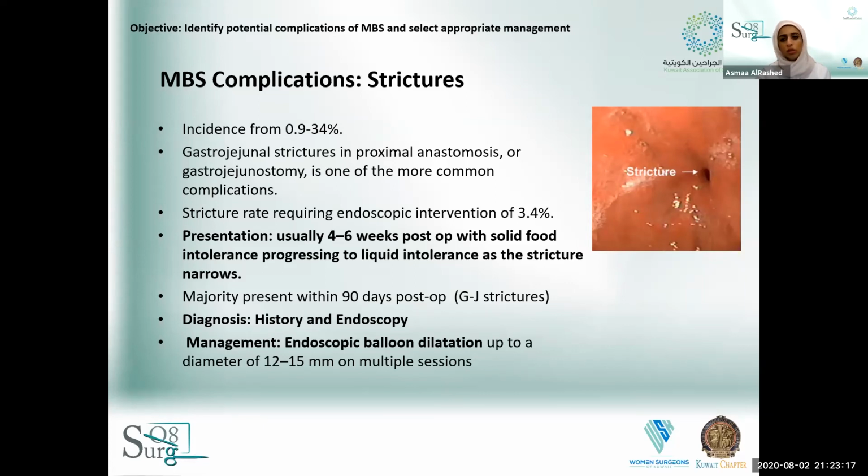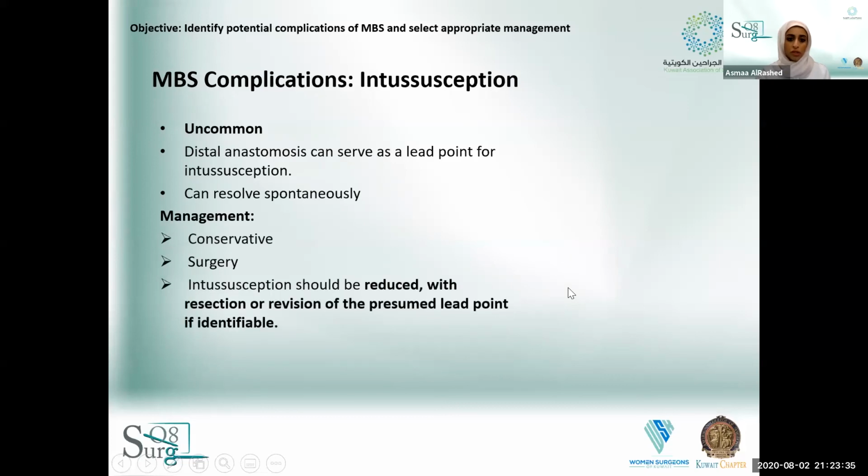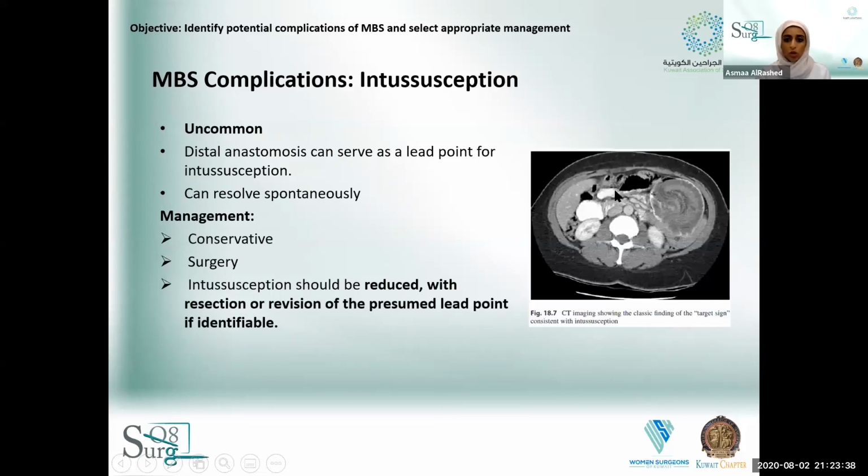In terms of management, you can actually diagnose it just by history and endoscopy. Endoscopy is diagnostic and therapeutic at the same time. It might require multiple sessions and use of balloon dilatation to try to dilate that, but patients have reasonably good results after that. Another complication that is rare, uncommon, is intussusception for patients who have bariatric surgery. For example, in this CT scan, you can see what we call the target sign here. What happens is that your distal anastomosis will actually be the lead point and intercept, telescoping inside the bowel.